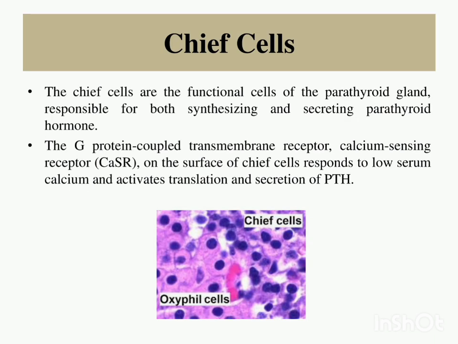Chief cells. The chief cells are the functional cells of the parathyroid gland, responsible for both synthesizing and secreting parathyroid hormone. The G-protein-coupled transmembrane receptor, calcium-sensing receptor, on the surface of chief cells responds to low serum calcium and activates translation and secretion of PTH.